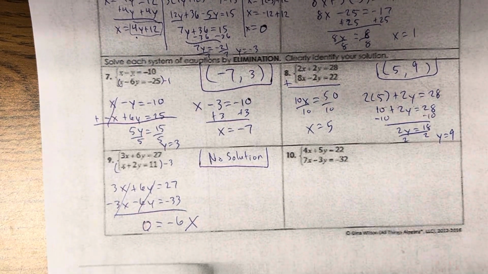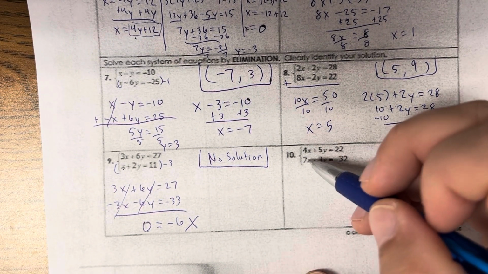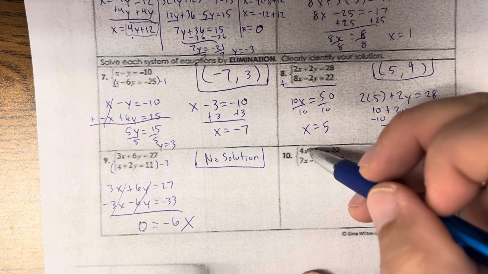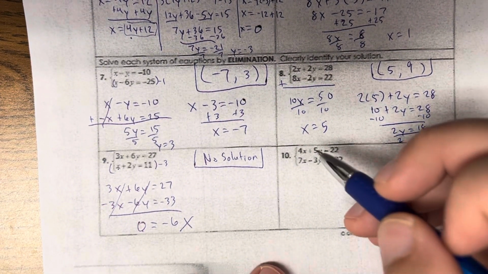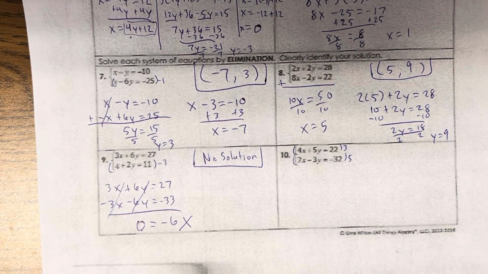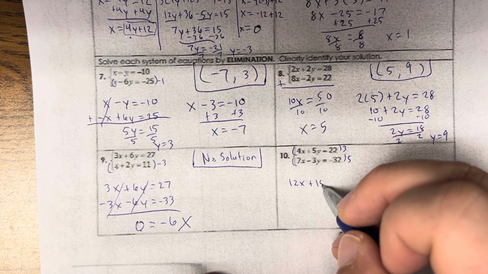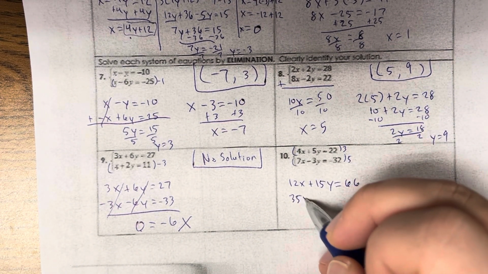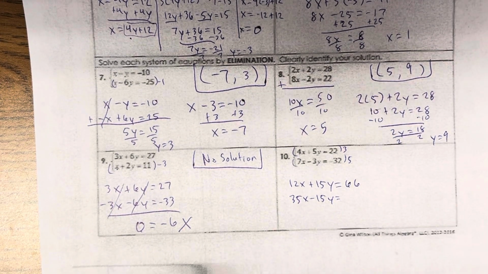And my last one, I think that's a 7 right there. I'm having trouble reading it. All right, so we can either make 4 and 7 go up to 28, or 5 and 3 go up to 15. 15 is a little bit smaller, so I'm going to multiply this one by 3 and this one by 5. So multiplying by 3, we get 12x plus 15y is equal to 66. Multiplying by 5, we get 35x minus 15y is equal to, let's see, that's a negative 32.